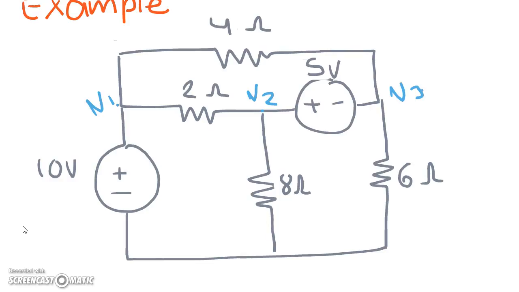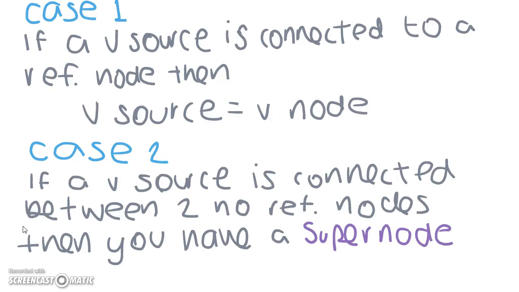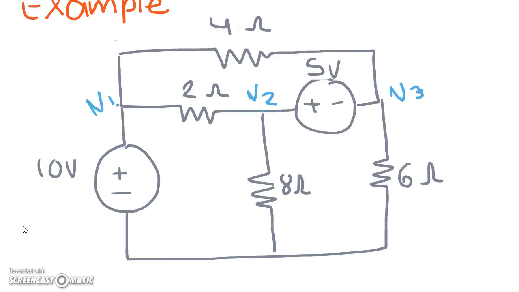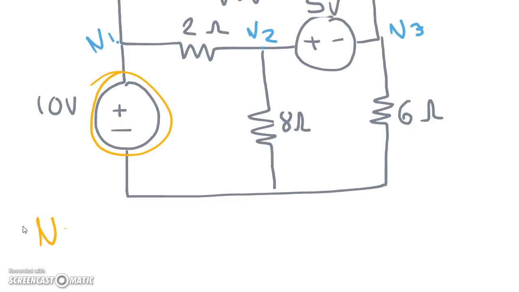So now that we have found the nodes, let's remember the cases. Case number 1 said, if a voltage source is connected directly to a reference node, then the voltage source is equal to the voltage of the node. And now we see that node number 1 is connected directly to this voltage source. So now we can say that voltage number 1 is equal to 10 volts.